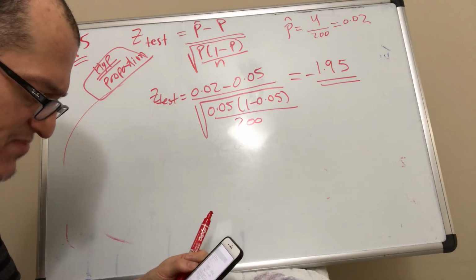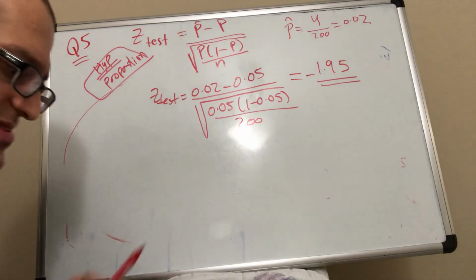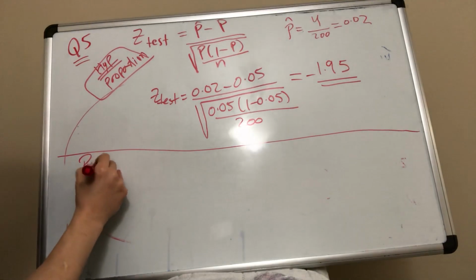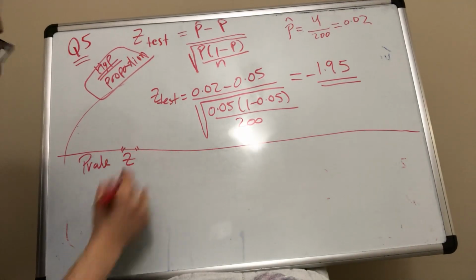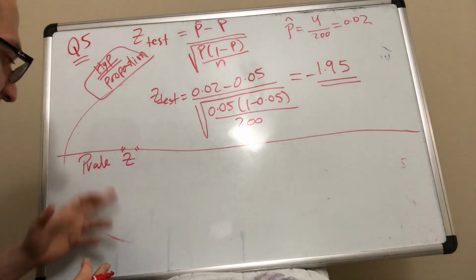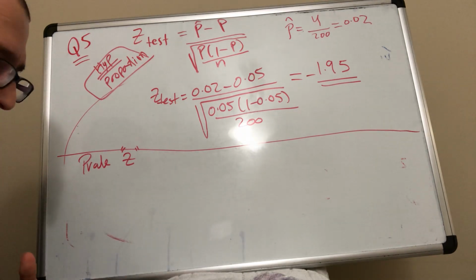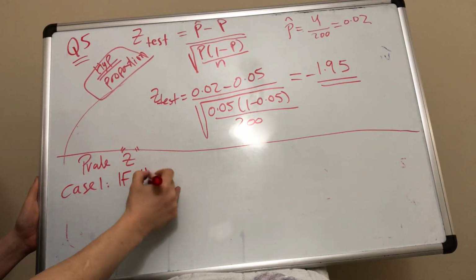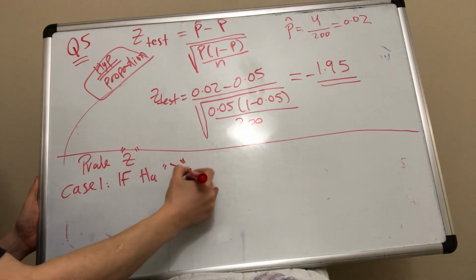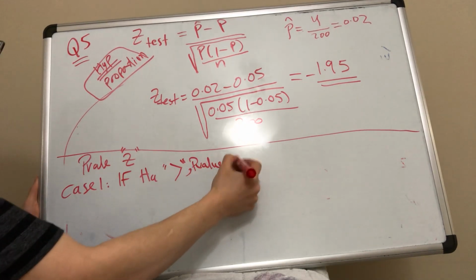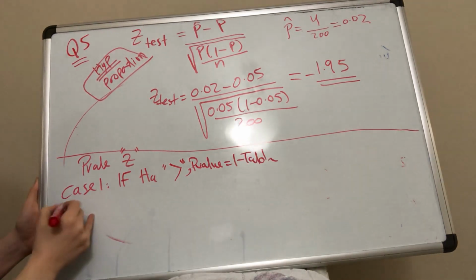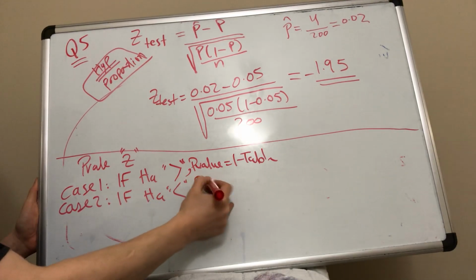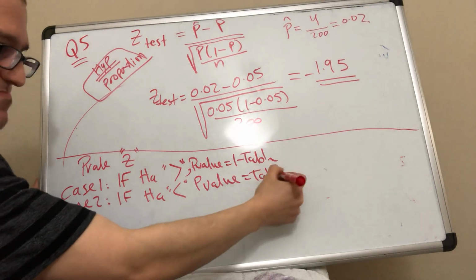Question is, find the p-value. How do you find the p-value in this case? Now, I want you to remember this. If you write it down, that's even better, because we might see it in a different question. There are 4 cases. Case 1, if your HA is more, then your p-value would be 1 minus table. Case 2, if HA is less, your p-value is just the table.